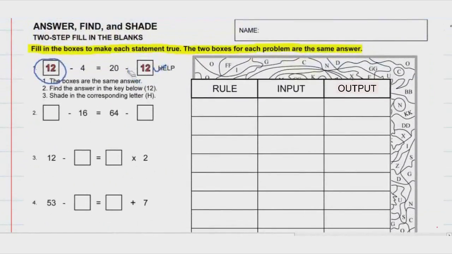So let's get started. We got this input-output chart to help us. And let's look at problem number 2. Problem 2 says empty box minus 16 and 64 minus an empty box. Well, first off, we know the answer has to be less than 64. And you might be saying, how did you figure that out? Well, 64 minus 64 is 0. And there's no way I can put 64 over here and get 0. So we know the answer has to be less than 64.